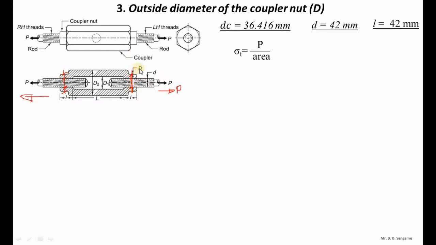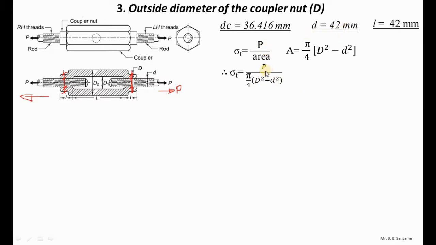It will be pi by 4 into capital D square minus small d square. The small d is nothing but the nominal diameter of the rod. So A is equal to pi by 4 into (D square minus d square). I am going to put this formula in the equation of sigma T. Sigma T is equal to P divided by pi by 4 into (D square minus d square). Using this formula we can calculate capital D because we have the value of small d, which is 42 mm, selected from the table.